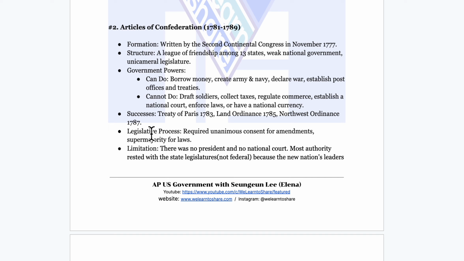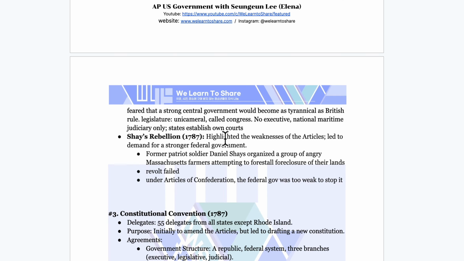But even though there were these limitations, there were still successes under the government of the Articles of Confederation, like the Treaty of Paris, the Land Ordinance, and the Northwest Ordinance. These were some of the highlights picked within the evaluated success of the government under the Articles of Confederation. The legislative process required unanimous consent for amendments, which made it really hard to make any changes, and it also needed a supermajority for laws.